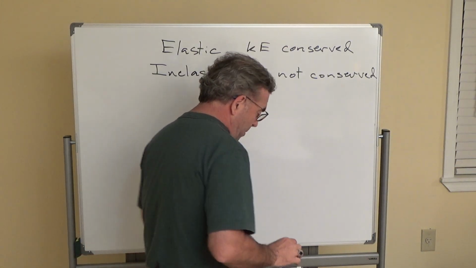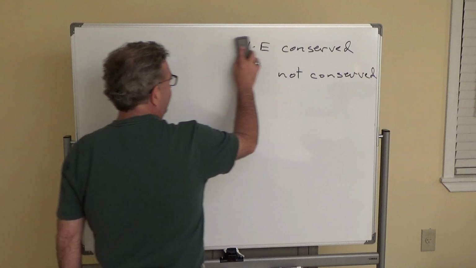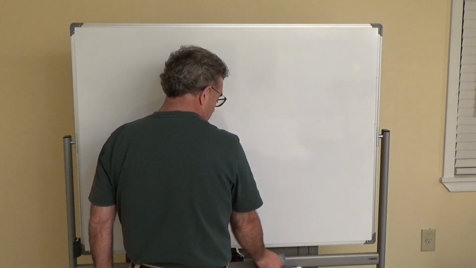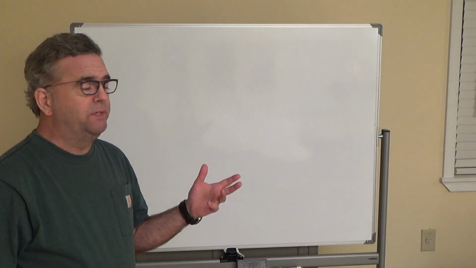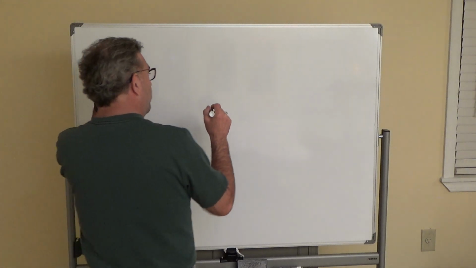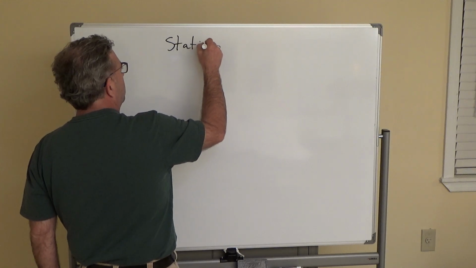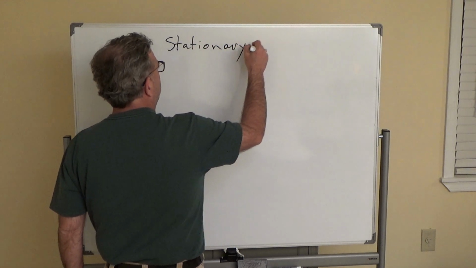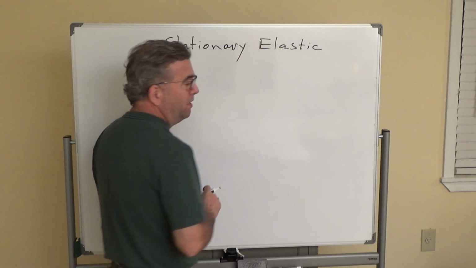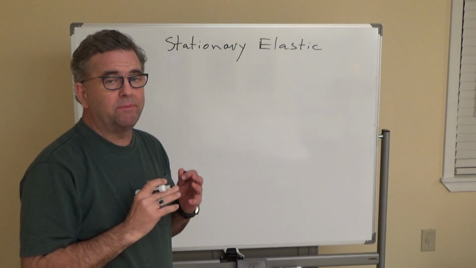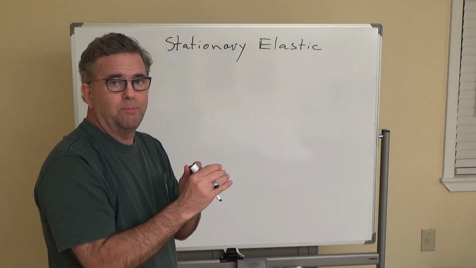So I'm going to look at a special case of an elastic collision. So this is a collision where kinetic energy is conserved, and the first case we're going to do is a so-called stationary elastic collision. Now these are one-dimensional collisions. We will have to pay attention to the sign of the velocity because that's going to make a difference.